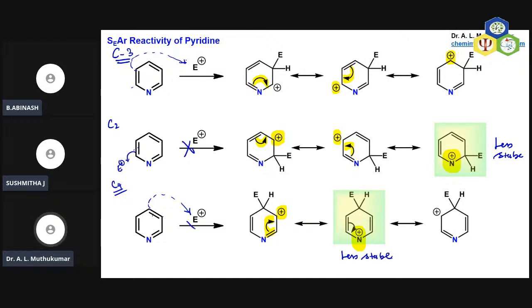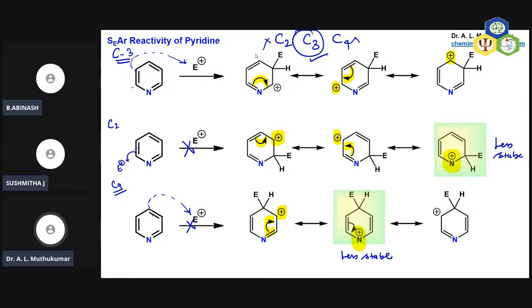That means C4 position attack is also ruled out. So the most reactive position in pyridine is the C3 position. These two are less reactive. We must know that the electrophilic substitution of pyridine itself is very less reactive. Among them, the C3 position is more reactive.